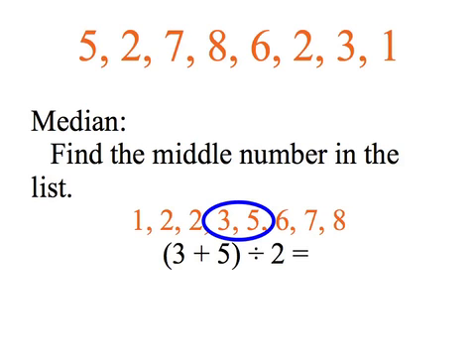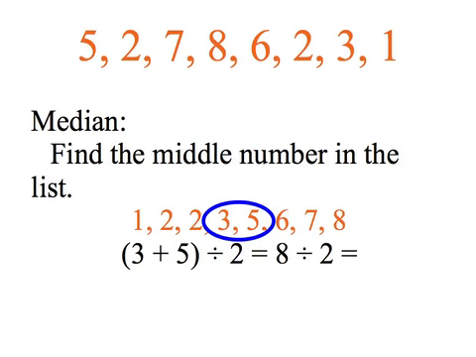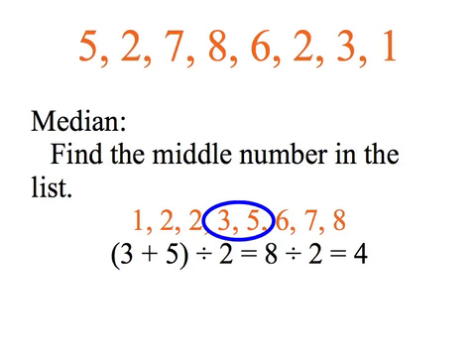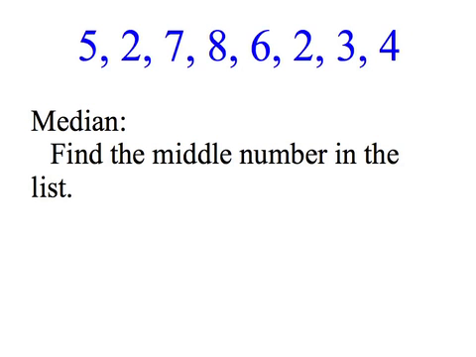But finding the mean means we add them up, and since it's 2 numbers, we divide it by 2. We can do it in our head. 8 divided by 2 is 4. And so the median of this list of 8 numbers is 4.